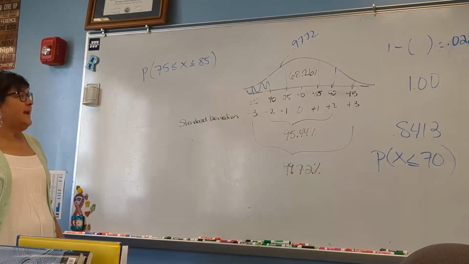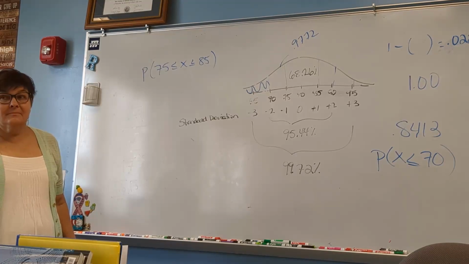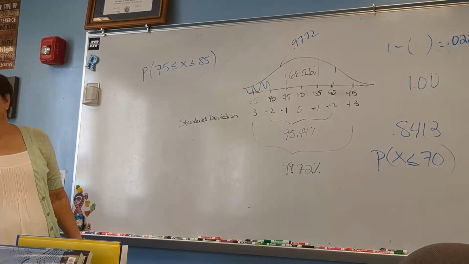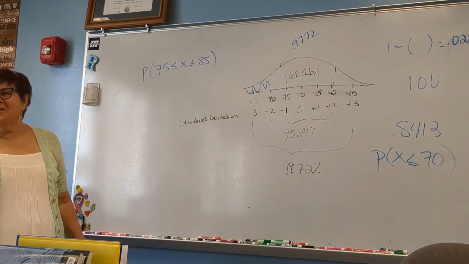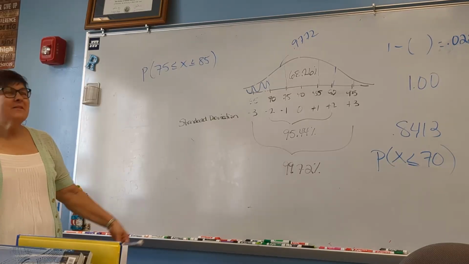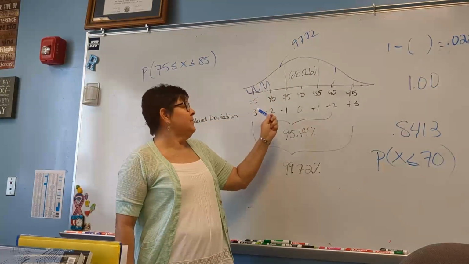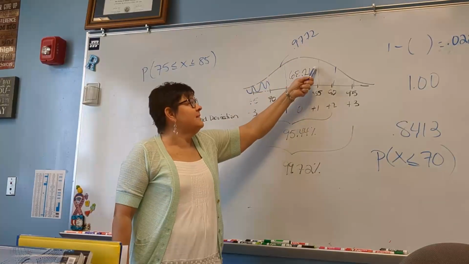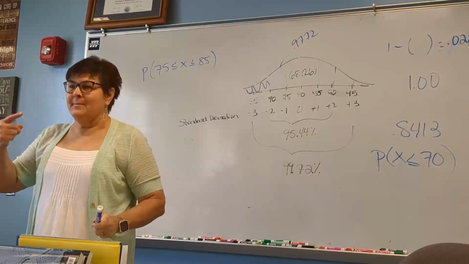Between a 75 and an 85? Isn't that the 68.26? It really is. But how would you do it if you didn't know that? This is called the empirical rule, by the way. So this is the empirical rule, meaning that this is 68.26, this is 95, okay? But nobody actually ever memorizes that.